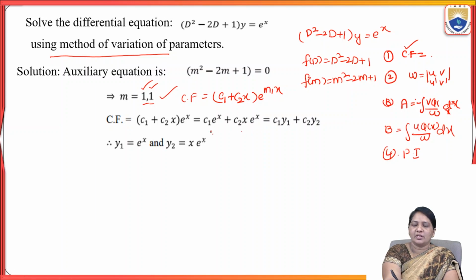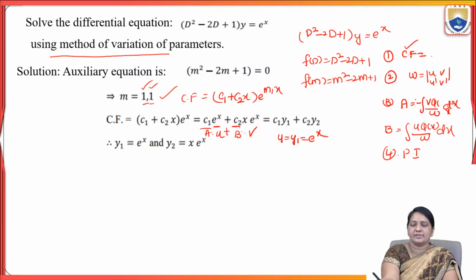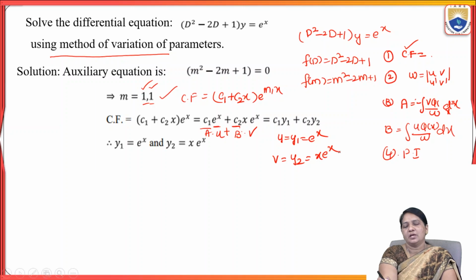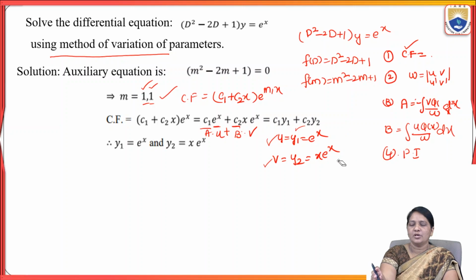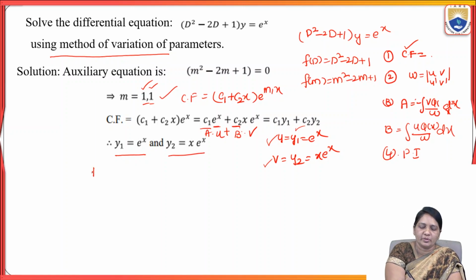Now in place of c we are writing a and b: a into e power x, which is u, plus b into x into e power x, which is v. You can use the notation u and v, otherwise y1 and y2; both are the same. So y1 equal to e power x and y2 equal to x into e power x. Now we are assuming the particular integral.